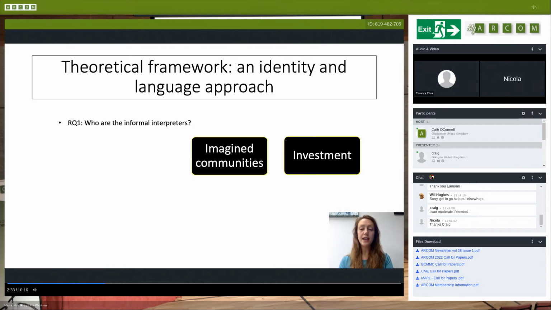Imagined communities and investment. So imagined communities are those which language learners or users desire to become a part of because they perceive that these communities can give them greater economic or social mobility. And relatedly, investment signals that the relationship of learners or users to the target language is based on an understanding that they will.